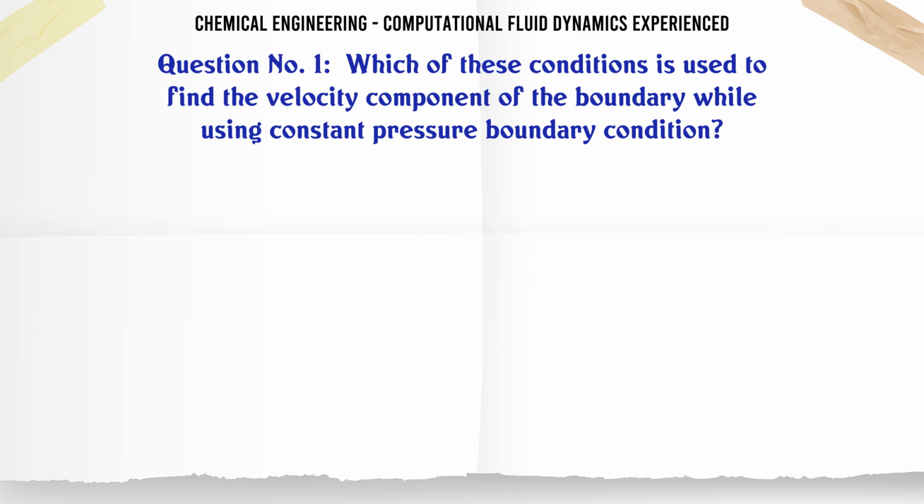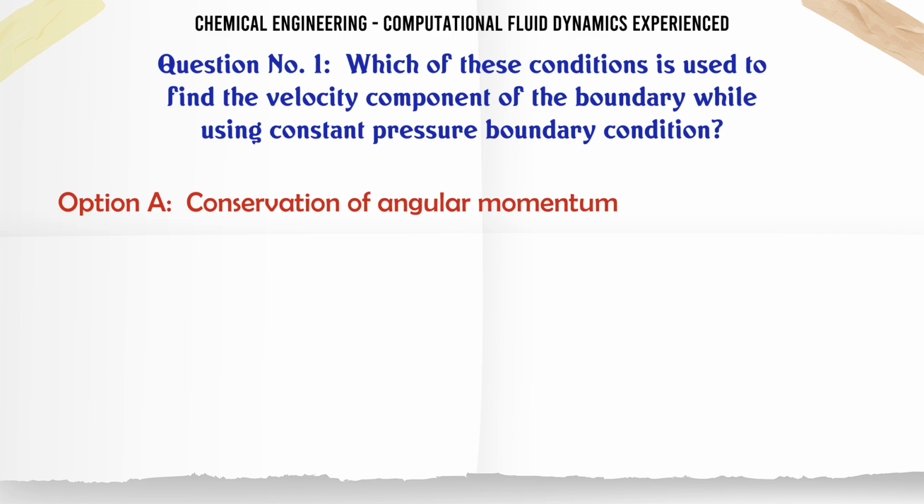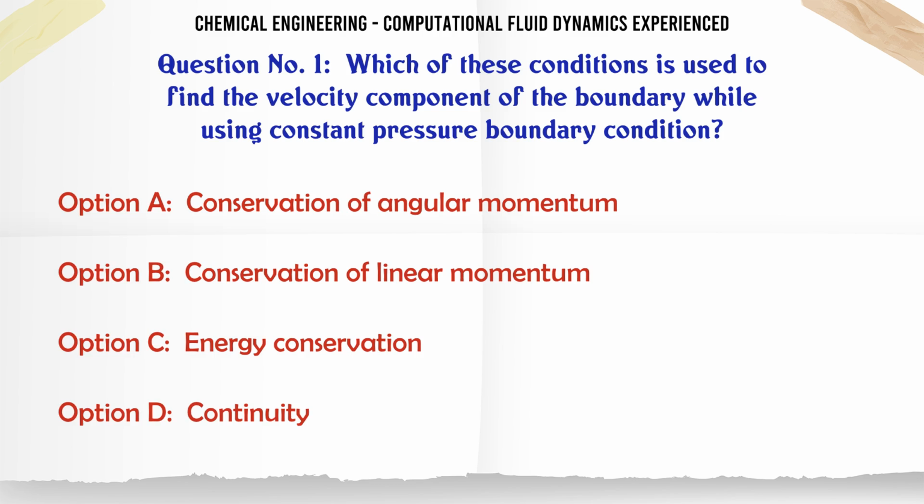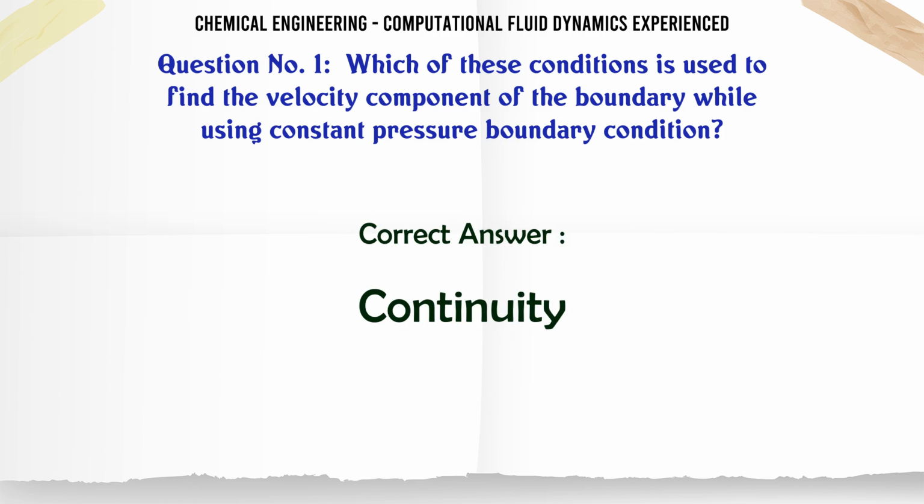Which of these conditions is used to find the velocity component of the boundary while using constant pressure boundary condition? A. Conservation of angular momentum. B. Conservation of linear momentum. C. Energy conservation. D. Continuity. The correct answer is continuity.